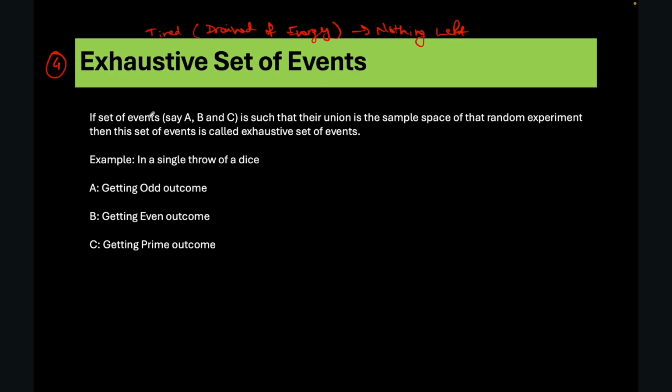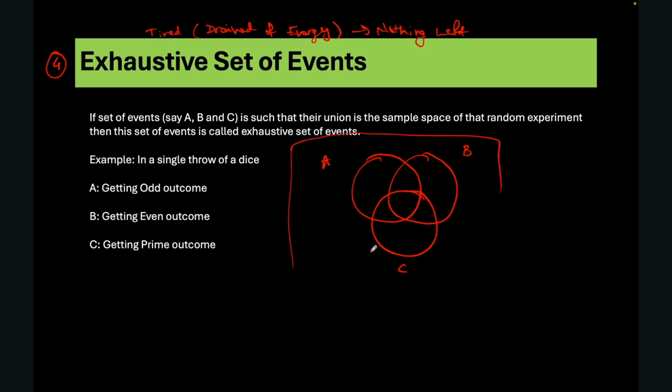So if a set of events A, B, and C is such that their union is the sample space of the random experiment, then the event is called exhaustive set of events. Okay, there's a lot of words here, and if this is the first time you're looking at this, it can get quite confusing. So let's draw it out. Here I have a Venn diagram of 3 events, A, B, and C, and this is my entire sample space.